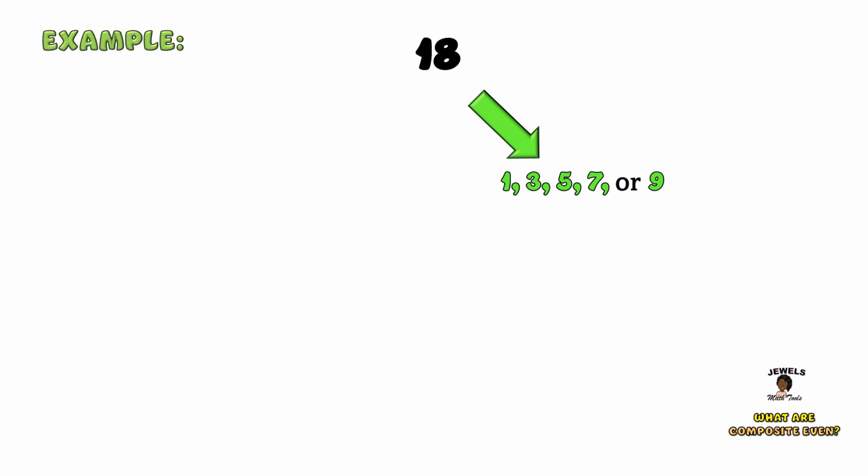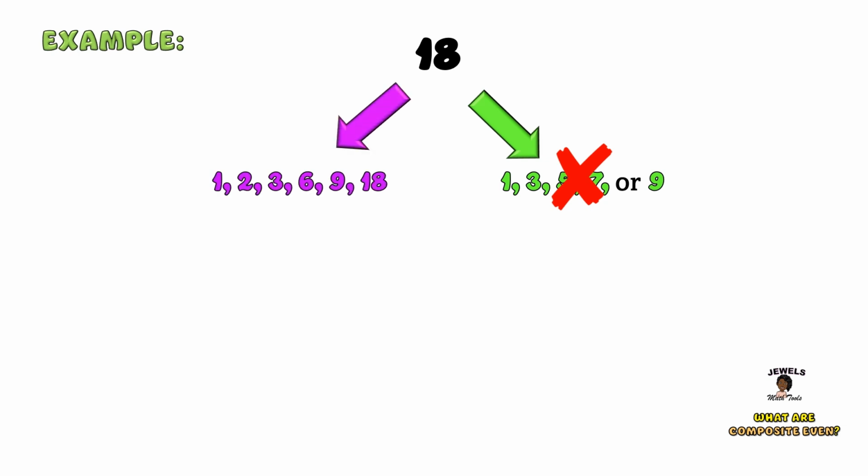Let's look at another example. With the number 18, 18 does not end with 1, 3, 5, 7, or 9. And because of that, that means 18 is not an odd number. But on the other hand, it does have three or more factors. And because of that, that means that it's a composite number. But because it's a composite number but it's not an odd number, then that means it is not a composite odd number.